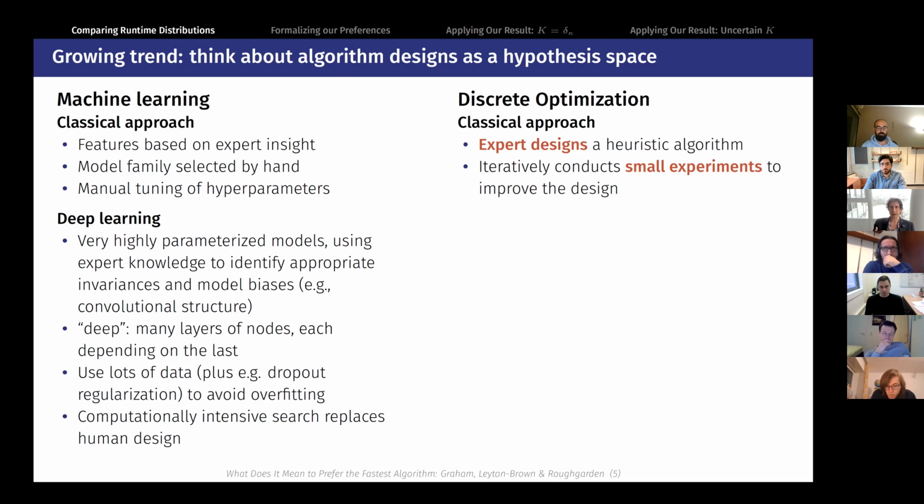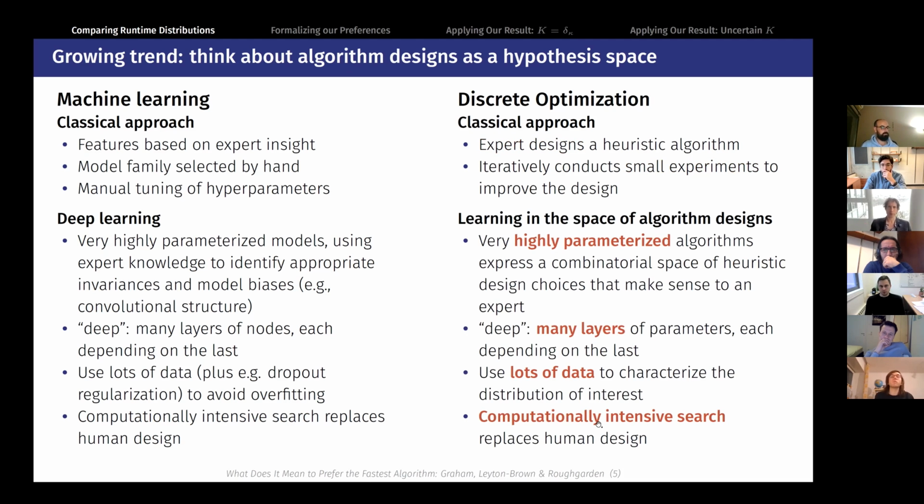So back in the 90s, or even the mid 2000s, when people thought about discrete optimization, we did something that I think looked a lot like the classical approach in machine learning, where an expert designed a heuristic algorithm and then iteratively did small experiments to tweak the design and refine their expert opinion about how the heuristic should work.